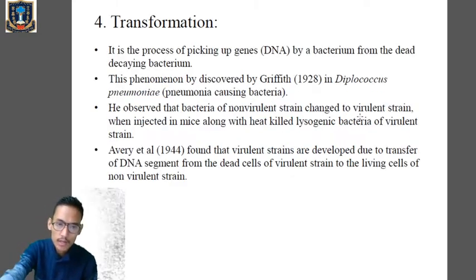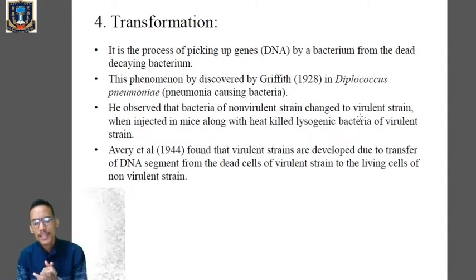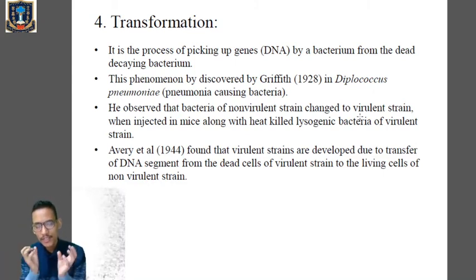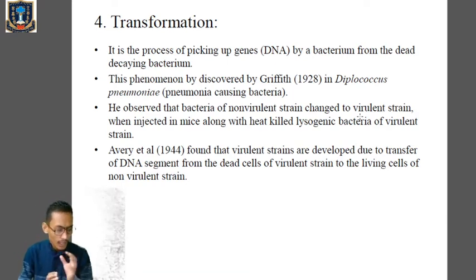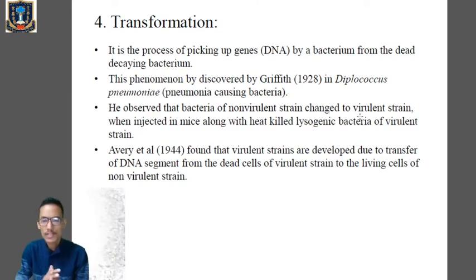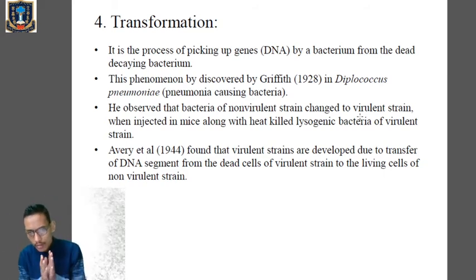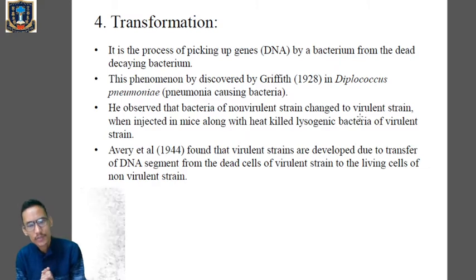Okay, next one, what is transformation? It is the process of picking of DNA by a bacterium from the dead decaying bacterium. And this particular process was discovered by Griffith in Diplococcus pneumoniae, the pneumonia causing bacteria. Okay, so this particular experiment you will learn in detail in class 12. So what did Griffith observe? Griffith observed that the bacteria of non-virulent strain change to virulent strain. You learn in detail afterwards.